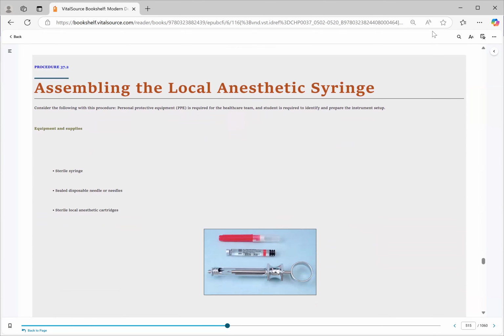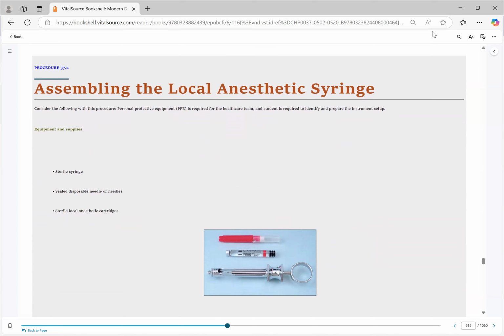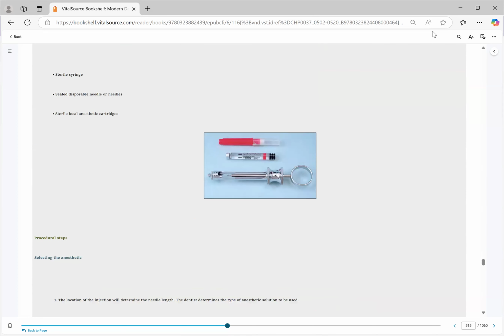Next procedure we'll talk about is assembling the local anesthetic syringe. So in a previous lecture, we talked about the parts of the syringe. Remember that we're always going to have our PPE on and we are going to have our barriers in place. For our equipment and supplies, we're going to have our sterile syringe, the sealed disposable needle or needles, and then our sterile local anesthetic cartridge.